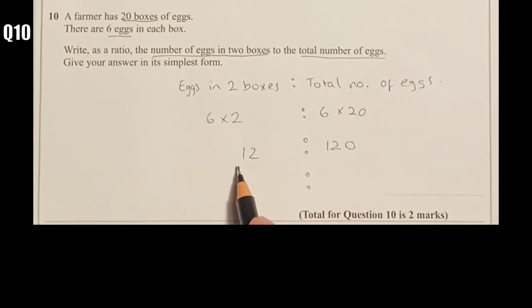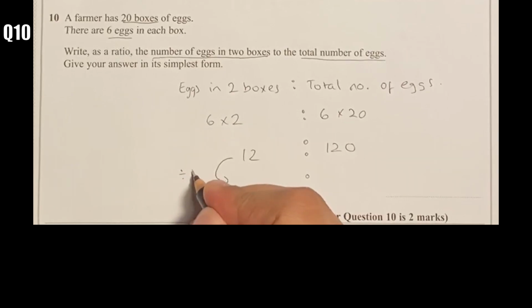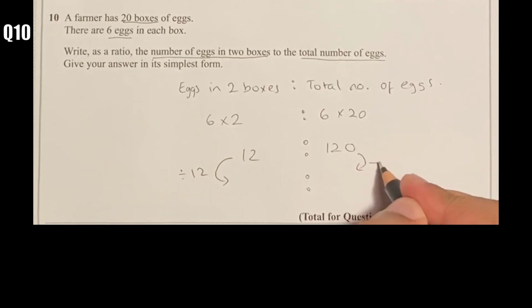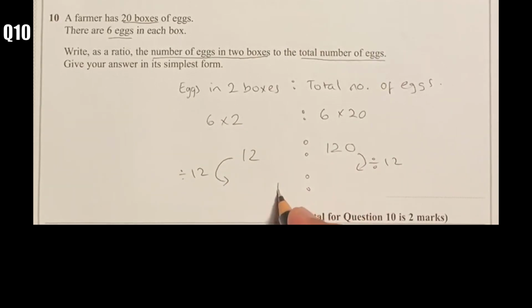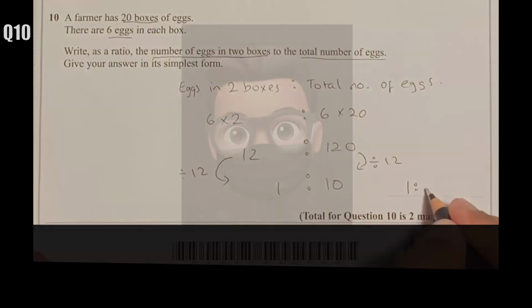Now, if you look at it, it's actually a very simple simplification. We can just divide both sides by 12. Divided by 12 there and divided by 12 there. We will get 1 to 10. That is the ratio in its simplest form, 1 to 10.